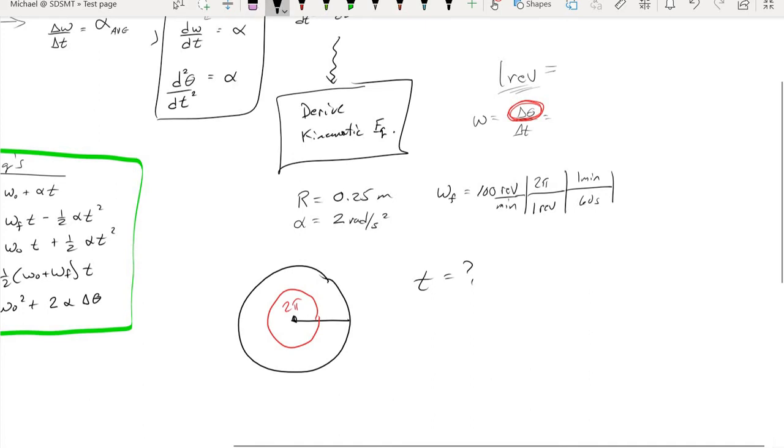I don't want any meter terms showing up inside my units here. So our 2 pi has units of radians. Our revolutions cancel out. Minutes cancel out. The remaining units are now radians per second, so that's good. We have 100, 2 pi, and 60. So whatever 200 pi over 60 is, or 20 pi over 6, that can go into our calculator.